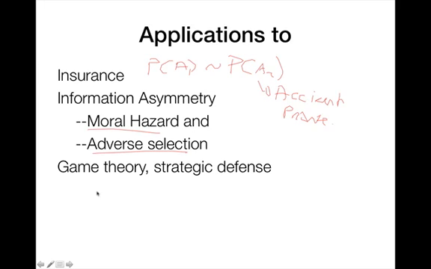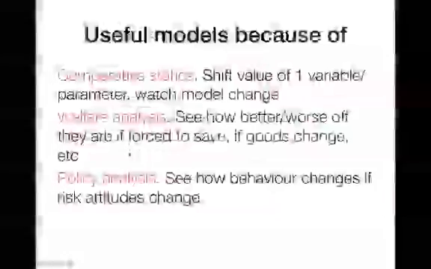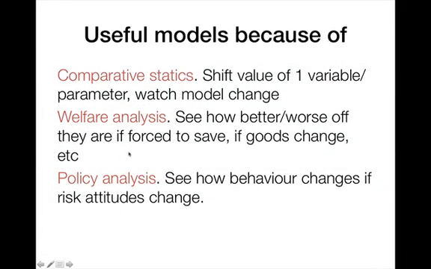This notion of expected utility also has applications to game theory and strategic defense. You know, what happens if you do something and then if I do something. Now these are all useful models, the model of decision making under certainty and decision making under uncertainty. They're very useful because you can do a couple of things. You can do what's called comparative statics, which is the idea that you shift the value of one variable and watch the model change. You've seen a lot of that last year and this year. You've got supply and demand or something like that, you change the price level and watch it shift out. Okay, that's comparative statics. You've been doing that quite a bit.